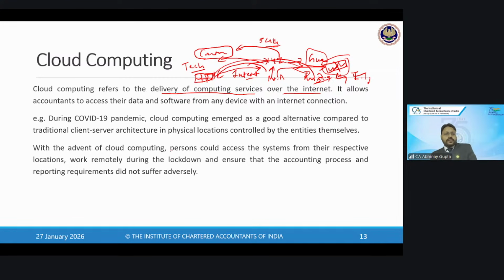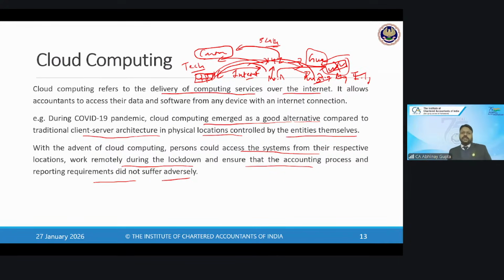So in COVID, what happened? Cloud computing emerged as a good alternative compared to the traditional client server architecture in physical locations controlled by the companies themselves. With the advent of cloud computing, persons could access the system from their respective locations, work remotely during the lockdown, and ensure that the accounting process and the reporting requirements did not suffer adversely, right? So what is the advantage of cloud computing for the company? Number one, they don't need to block their funds in purchasing these expensive server systems.